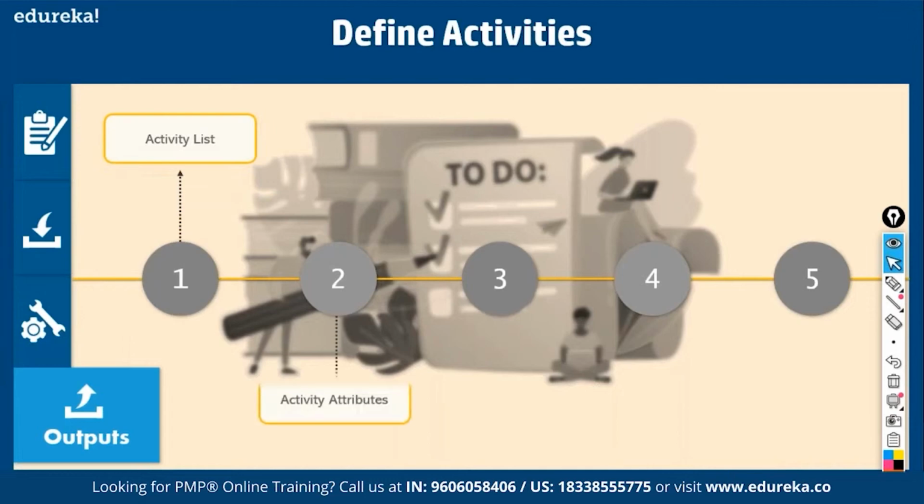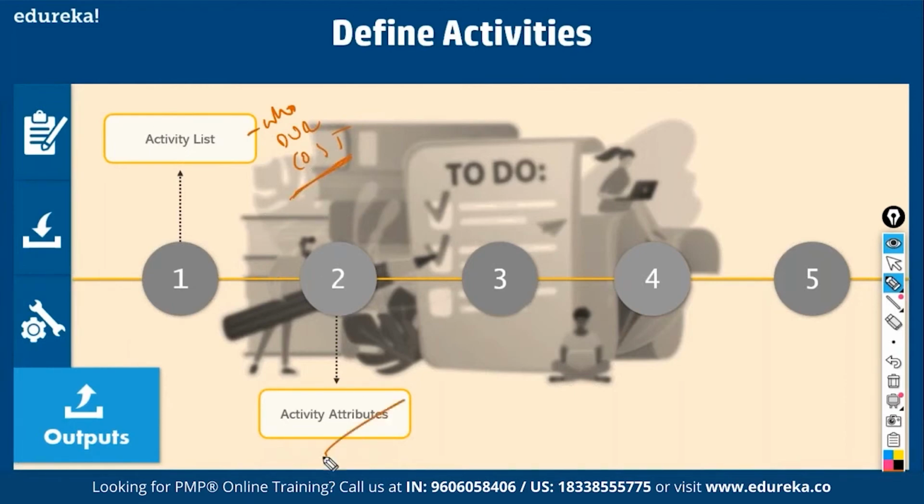That you have to deliver. Then activity attributes. What are the activity attributes? These activities have got a particular set of features. Who should do it? How long it should take? Durations. What are the costs for these activities, right? In what sequence it should be done? Which activity comes first? Which should come next? All these are called activity attributes.